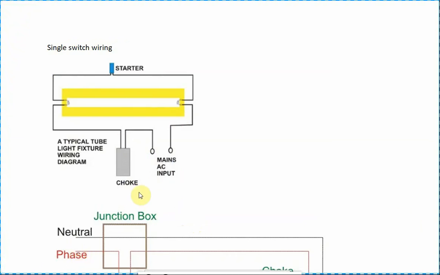Normally the choke side is connected to the phase line. So the choke is there. The choke side you connect to the switch, and connect it to the phase line. And the neutral line you can connect to the other terminal. You know, AC has no polarity. Even if you interchange these two, phase and neutral, you will interchange.